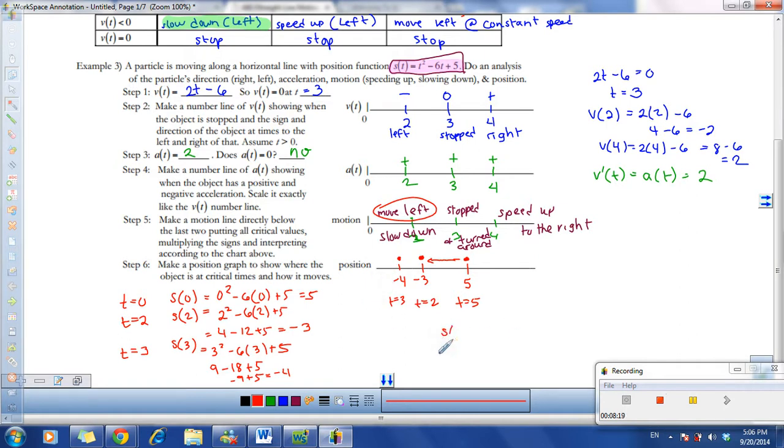All right, let me check out s of 4. That's 4 squared minus 6 times 4 plus 5, so that's 16 minus 24 plus 5. That is negative 8 plus 5, which is negative 3. Yep, I went back over here, so this is at t equals 4. So I went to the left, I stopped, I turned around, made a U-turn, and then now I'm here. Okay? Alright.